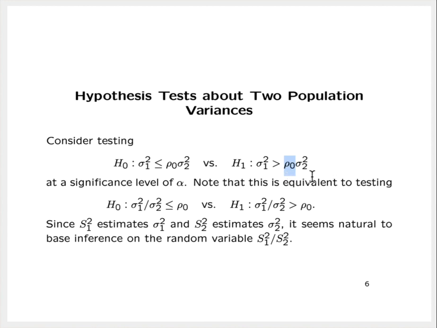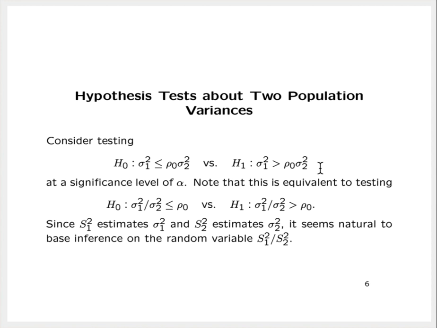Certainly, rho sub 0 has to be positive. It can't be negative. It wouldn't make sense to have 0 or a negative number there. So rho 0 is a positive number. Depending upon the problem, it could be less than 1, equal to 1, or greater than 1. But regardless of the value of rho, what we're looking to see is whether there is significant evidence to conclude that the variance of population 1 is greater than this multiplicative constant times the variance of population 2.